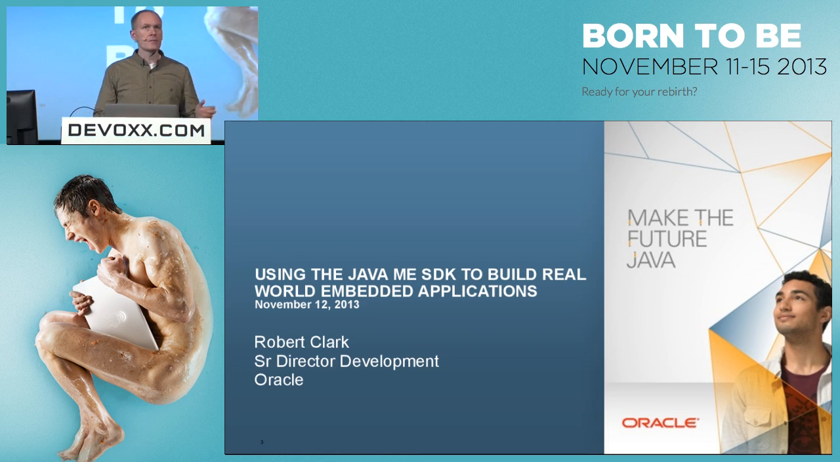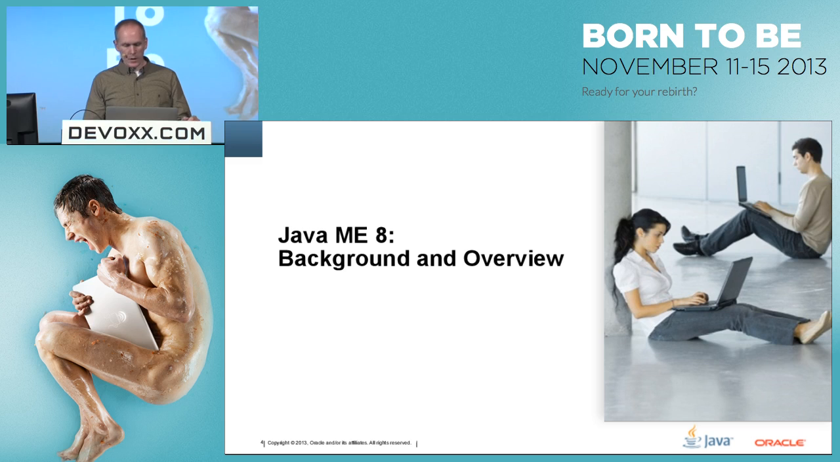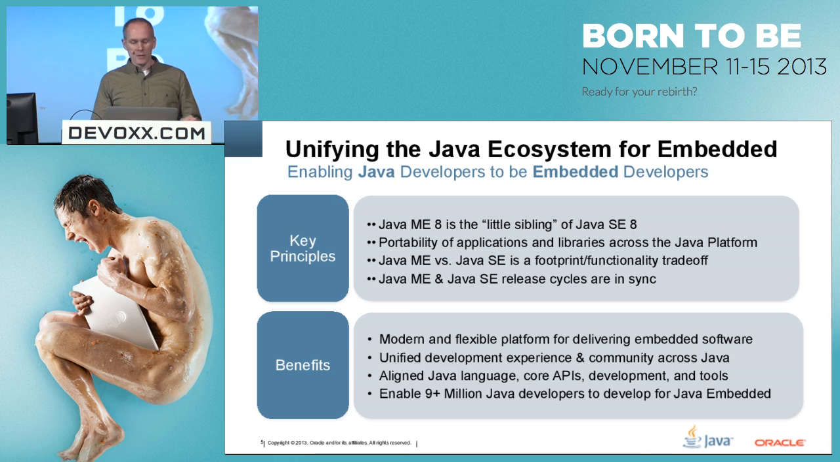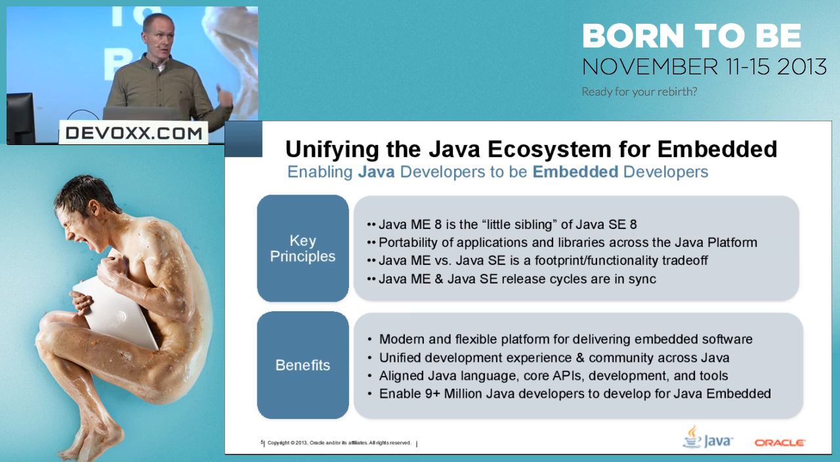And I have a different device than the types of devices that were shown earlier to give you a feel for how to do development with Java ME. But before we get started into the actual demonstration, I just wanted to talk a little bit about Java ME 8 specifically. So Java ME 8 was announced at JavaOne back in September. And the main idea behind ME is that it's the little sibling of SE. It's a proper or strict subset of what you can do in Java SE, you can do in Java ME. And the focus for Java ME is on small embedded devices.